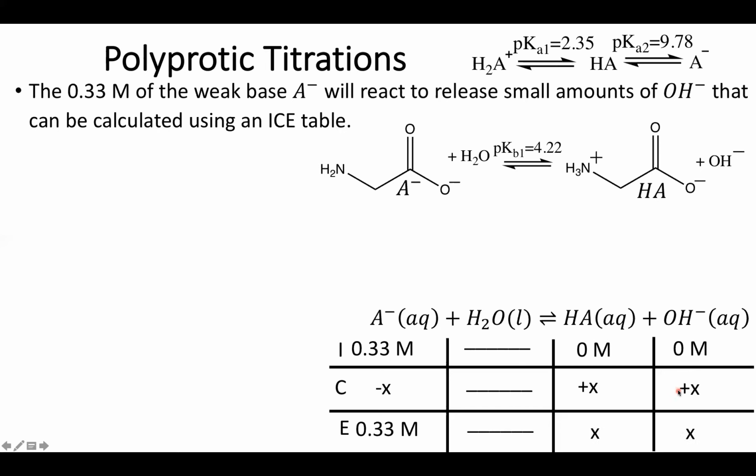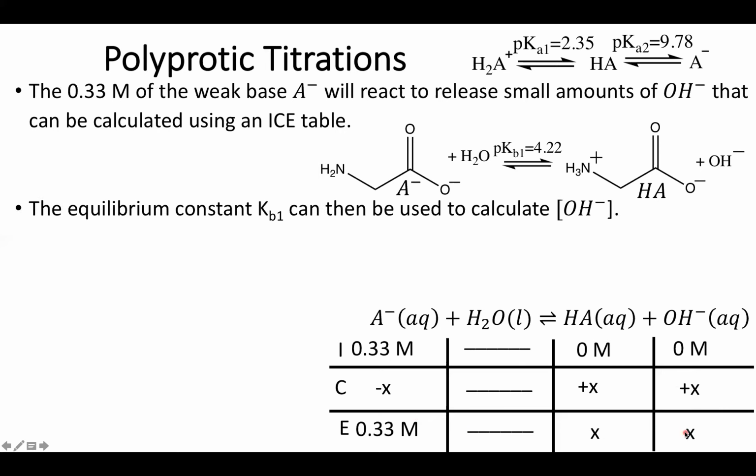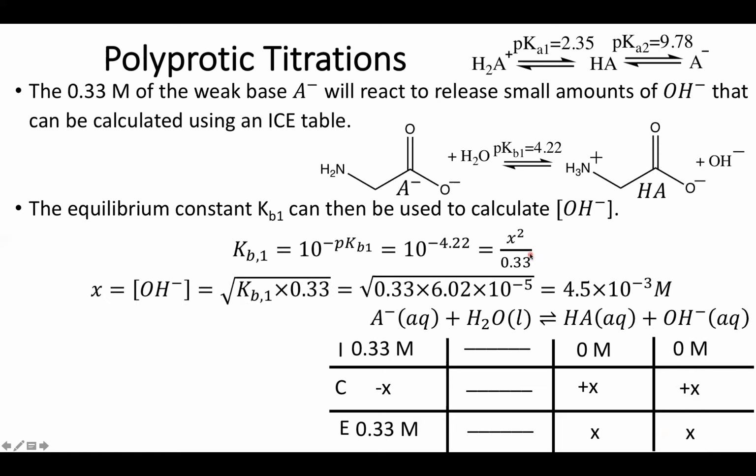The question is how much? And from here, we can assume that X is fairly small to go ahead and try and solve for the amount of hydroxide present. So for here, we're going to use our first equilibrium constant, Kb1, and then set that equal to the ratio of products over reactants.